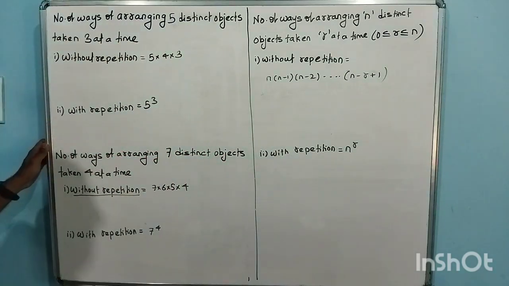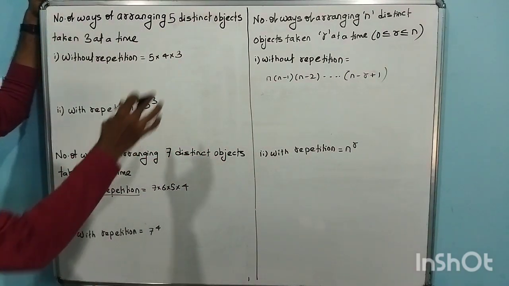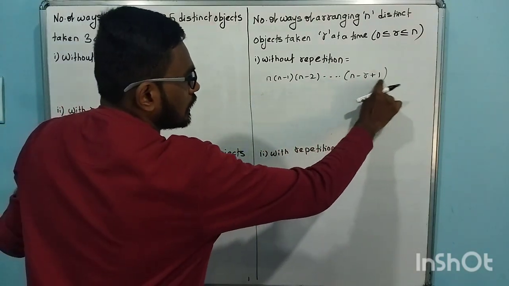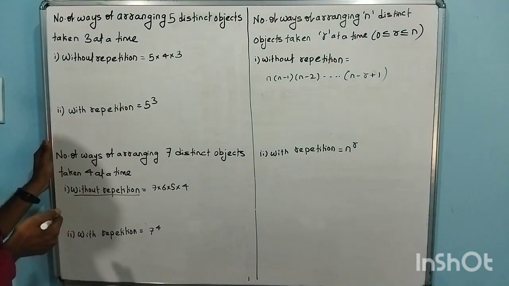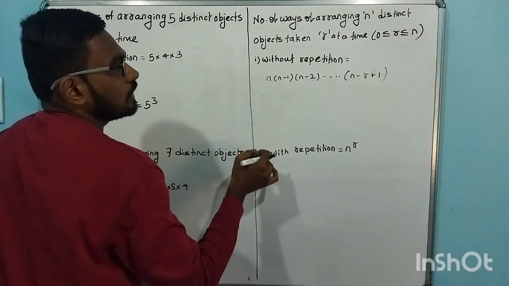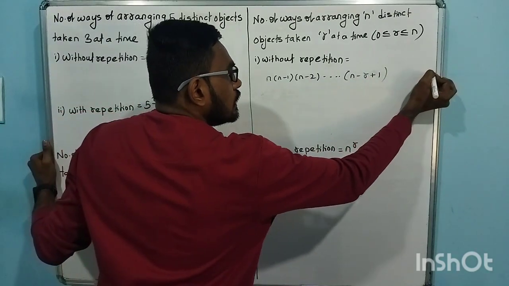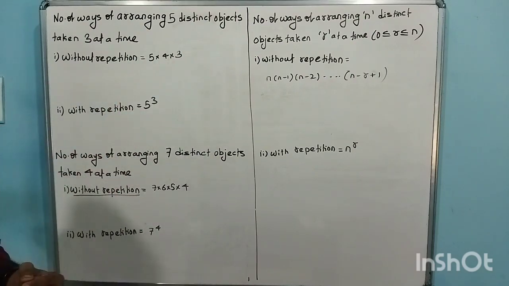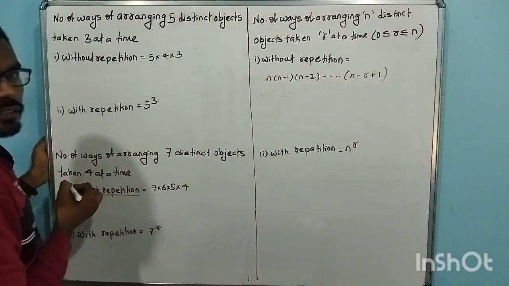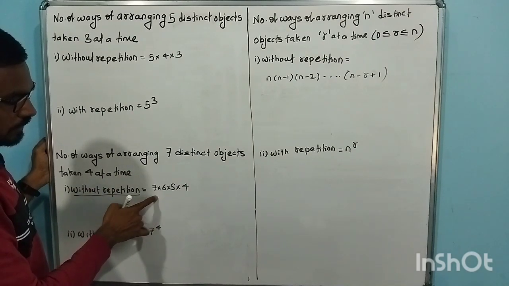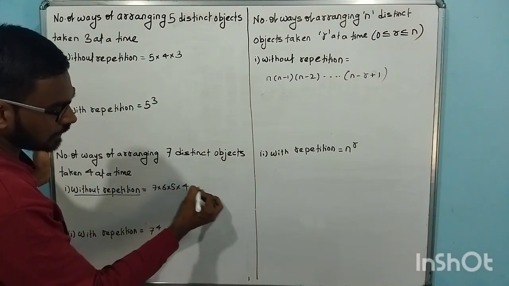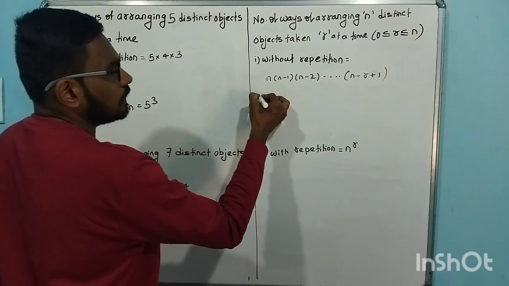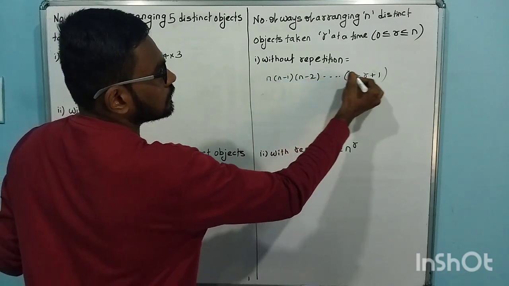Now, like how we made the factorial, same way we'll try to make something here. We have n, n minus 1, n minus 2, up to n minus r plus 1. This is n factorial when it reaches till 1. For example 5, 4, 3 will be 5 factorial when it goes till 1, or 7 factorial when it goes till 3, 2, 1. So we'll multiply and divide.